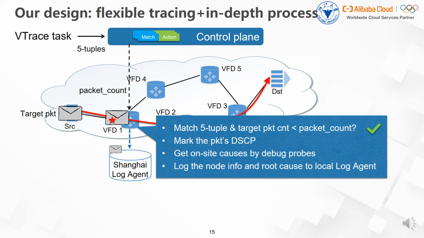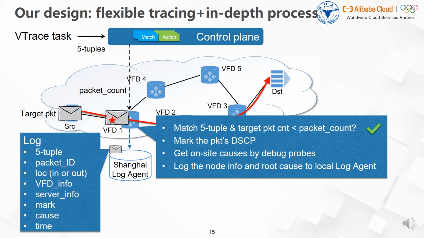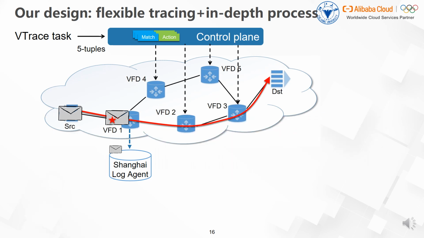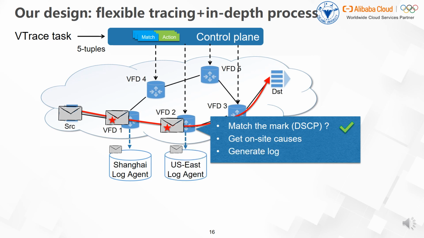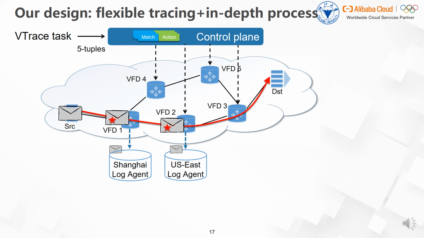At last, VFD will log the node information and root causes to a local log agent. The log includes necessary metrics such as 5-tuple, root cause, and so on, which are useful for the later path reconstruction. For the following VFDs, they will perform the deep processing for packets with the mark to get on-site causes and then record this information into logs. The actions of the following VFDs are similar.